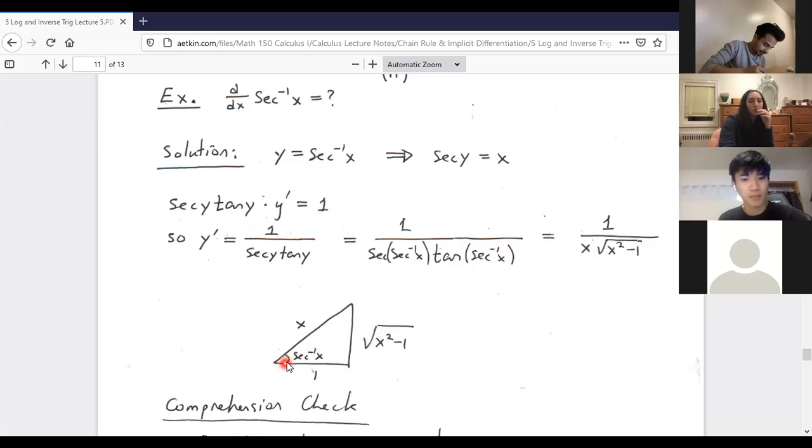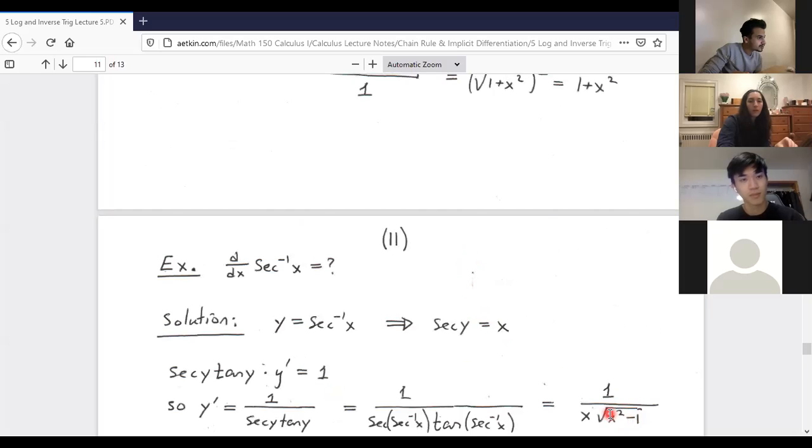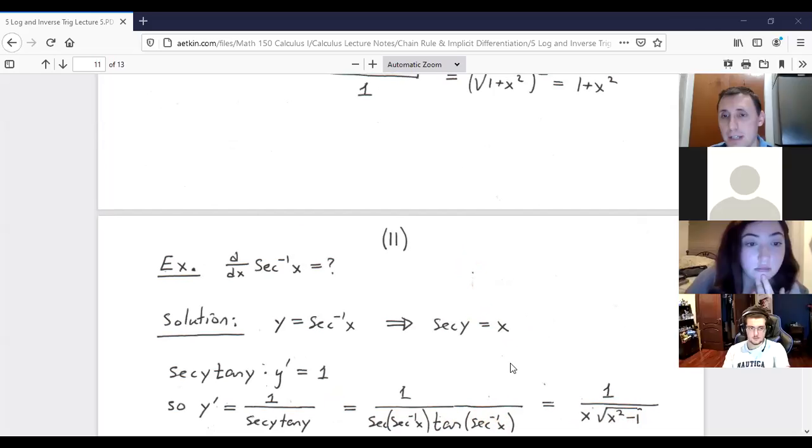Once I have this triangle, I can read every other trig expression. So for example, I have to figure out what is secant of secant inverse, and that's easy. That's just x. Secant of secant inverse is x, and tangent of secant inverse will be opposite over adjacent. So that part will be root of x squared minus 1. That's how I simplify it. You understand? Just because I have to calculate secant of this angle and tangent of this angle. The main thing to notice is this is an angle. Clear? Beautiful.